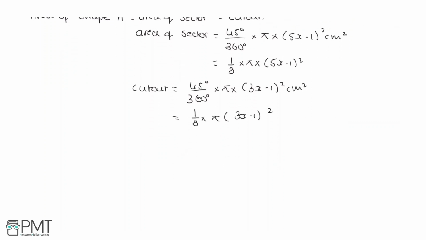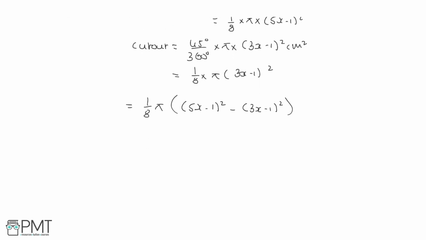So this means the area of shape A is going to be 1 over 8 pi, I'm taking it out as a factor, 5x minus 1 squared minus 3x minus 1 squared. Like that. Okay? Now, let's expand and simplify this. This will equal 1 over 8 pi times 5x times 5x. So I'm just going to write it here, actually, what we're doing. So we're doing 5x minus 1 times 5x minus 1.